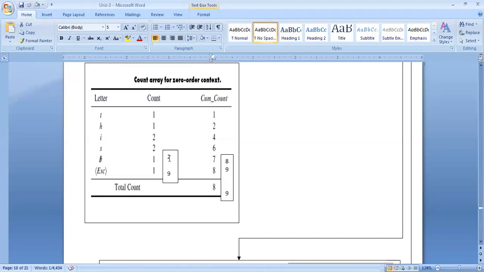And after that, what will the cumulative count be? 6 plus 2 is 8. Now, what is the cumulative count for escape? 8 plus 1 is equal to 9. This 9 is not available here, sorry. We can update the value only for B cross. So this will be B. And the cumulative count, which was previously 7, will now be updated: 6 plus 2 is equal to 8. And for the escape symbol, the cumulative count is 8 plus 1 is equal to 9. And the total count is again updated, that is 9.